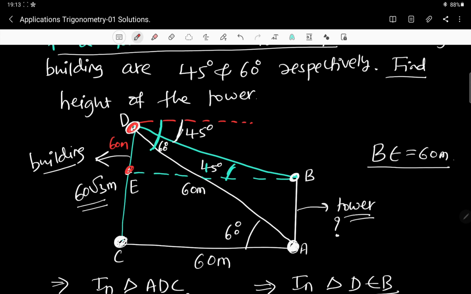So how much is this? 60 meter. This entire height, how much is this? This entire height is 60 root 3. In that, if you remove this DE, this 60, don't you think you get CE? You are going to get CE, right? So that CE itself is equal to AB. So AB is the height of the tower.